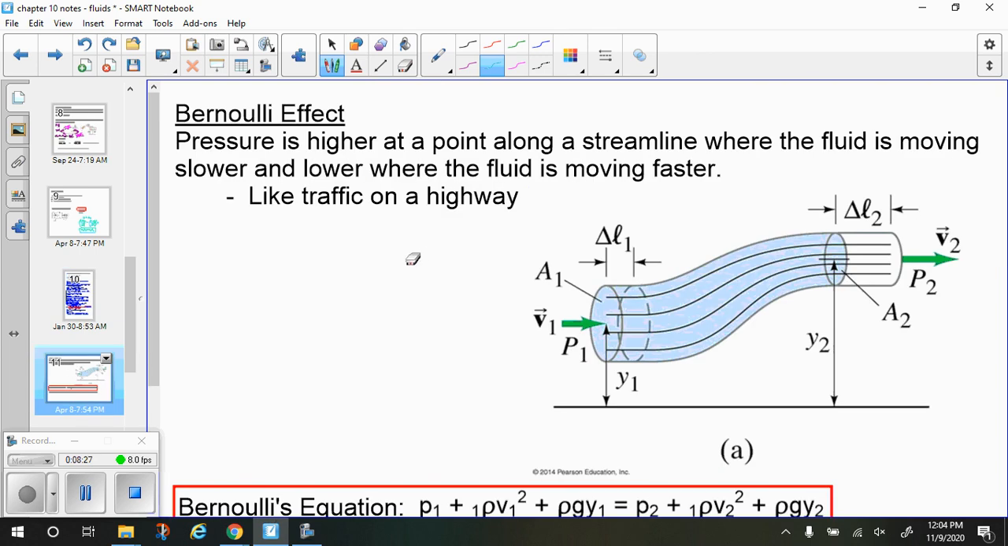Okay, so one way that I like to describe Bernoulli's effect is, well, let's talk about Bernoulli's effect first. Pressure is higher at a point along a streamline where the fluid is moving slower, and lower where the fluid is moving faster. I'll say that again because the bell rang. Where fluid is moving slower, the pressure is higher, and when the fluid is moving faster, the pressure is lower. So that's something that you really need to make sure that you know quite well.